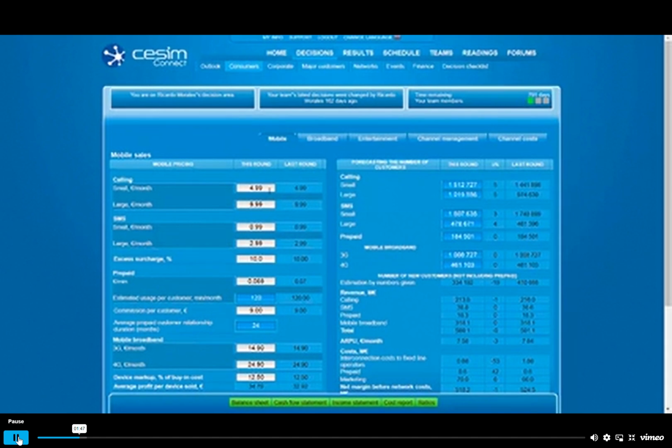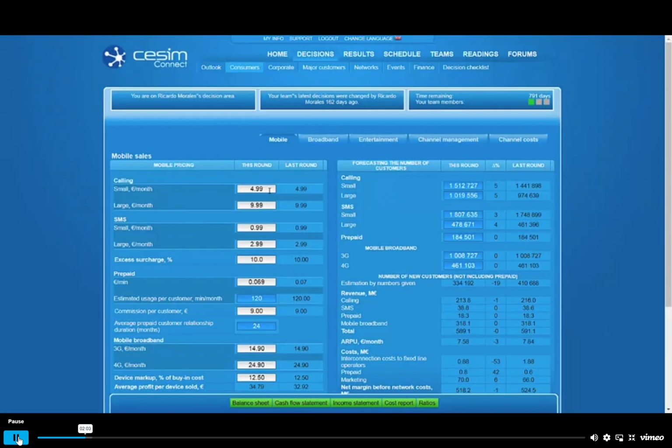So here the white cells are those inputs that are then compared against the other teams at the time of the deadline. So if you have, for example, 5 teams in the market, then all the teams are starting from exactly the same position, and whatever decisions you do will influence your competitors as well as yourself. So you are not going to be playing against the computer, but against the other teams that are operating in this market.